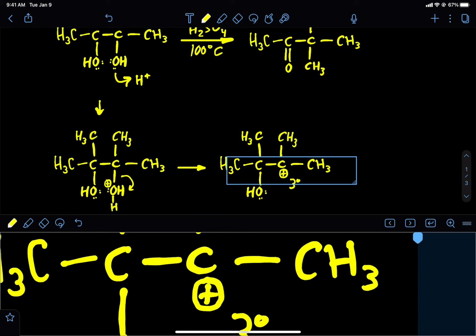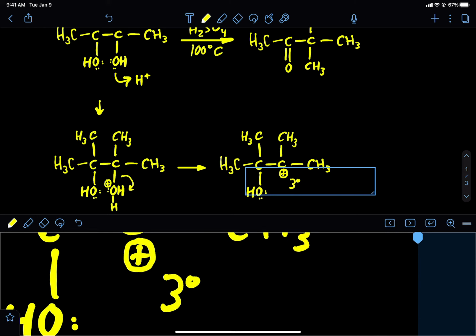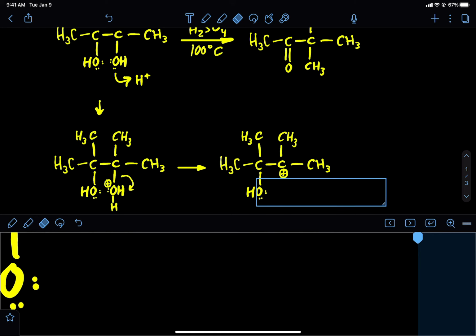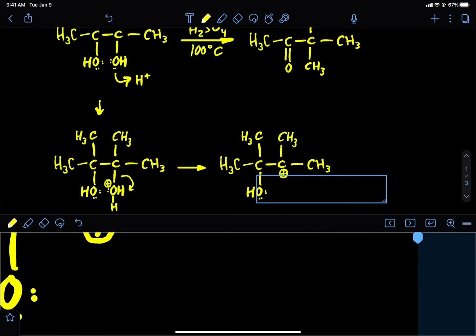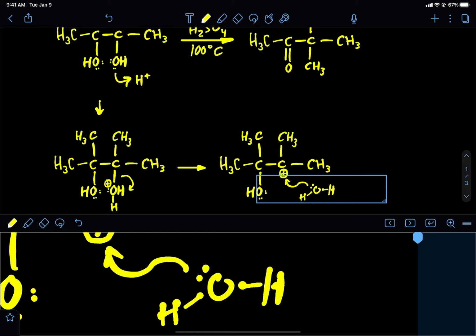Now, from here, a couple things could happen. Either water could come back in and attack our carbocation, kind of like the second step of an SN1 reaction. The water that just left might perhaps come back in, attack the carbocation, and we're going backwards now. So even though it might happen, it's not interesting to us because it doesn't make any significant changes. It doesn't push the reaction forward.